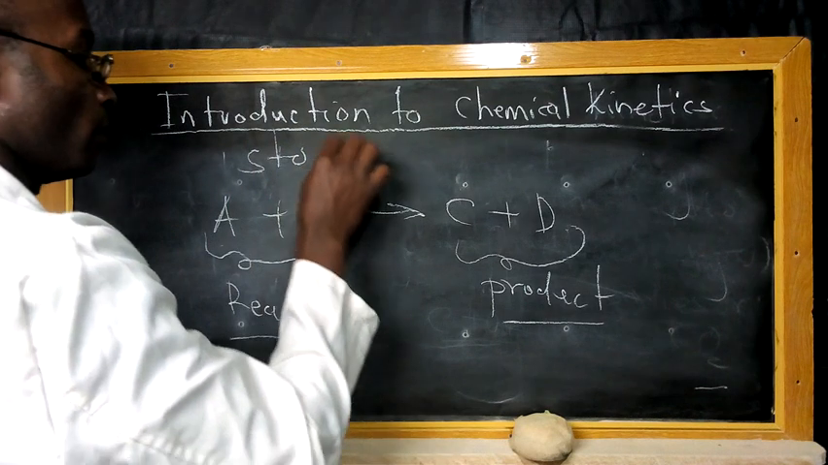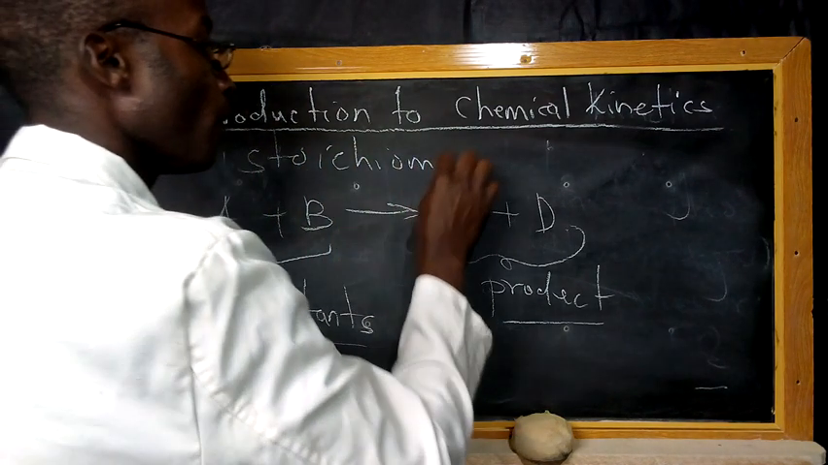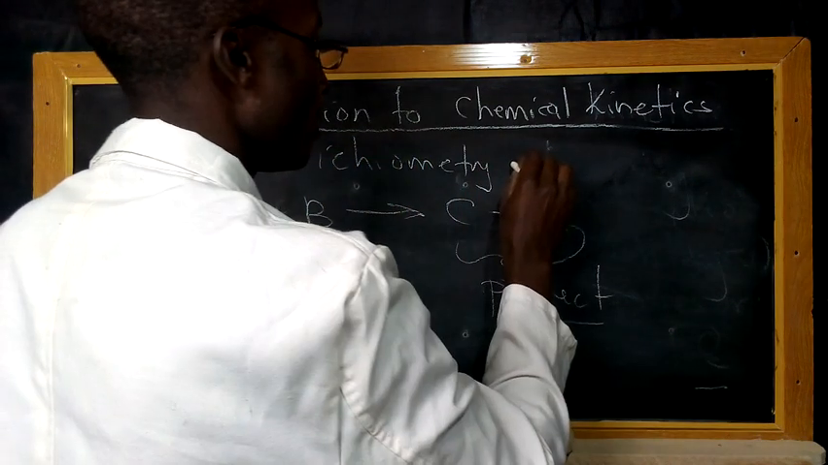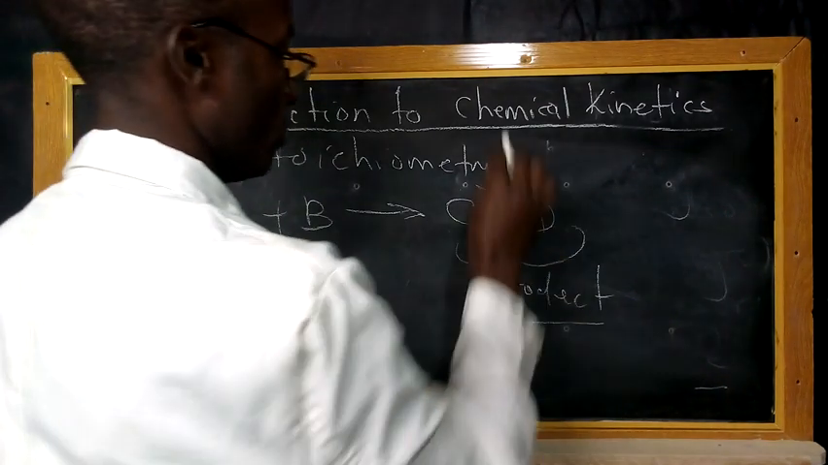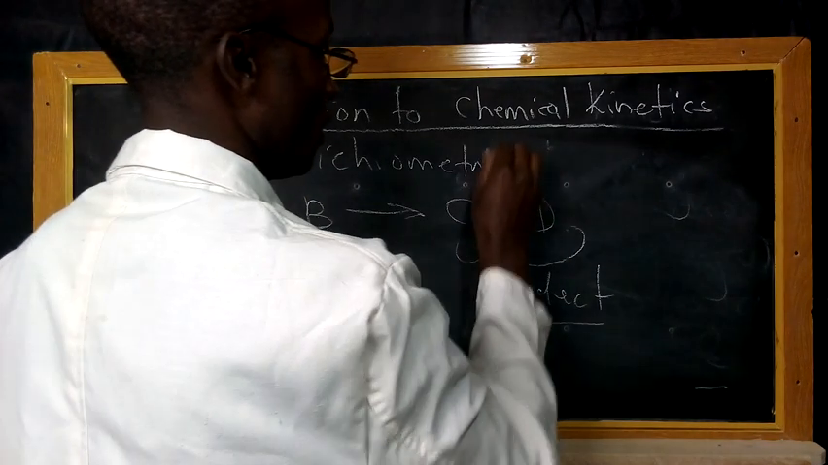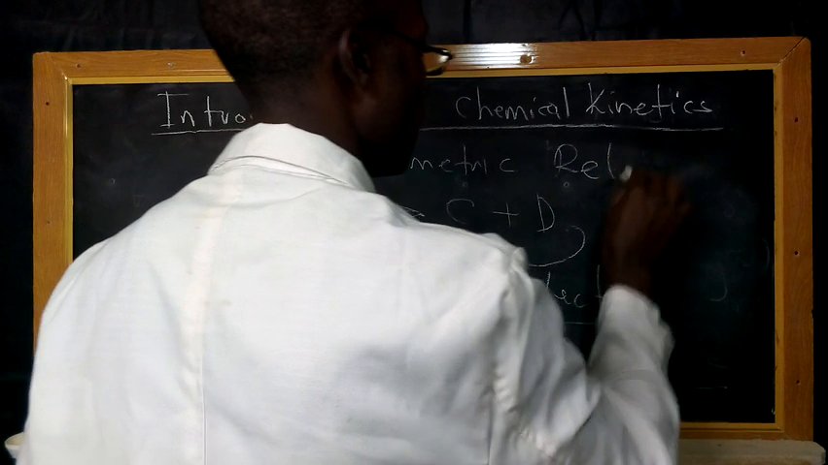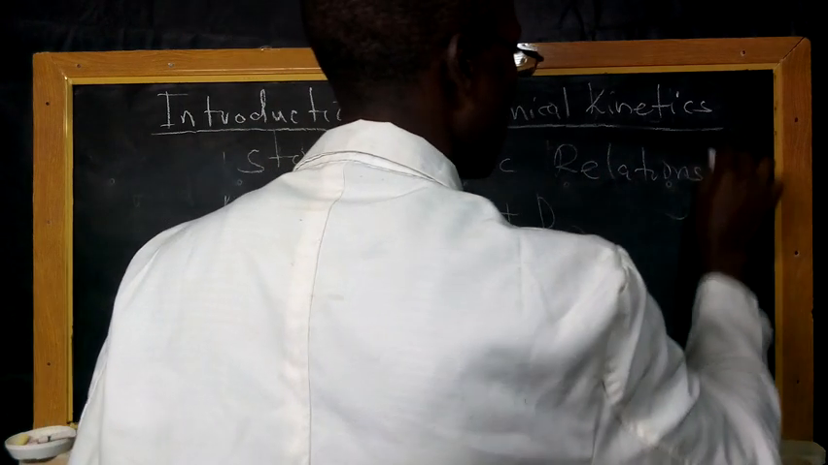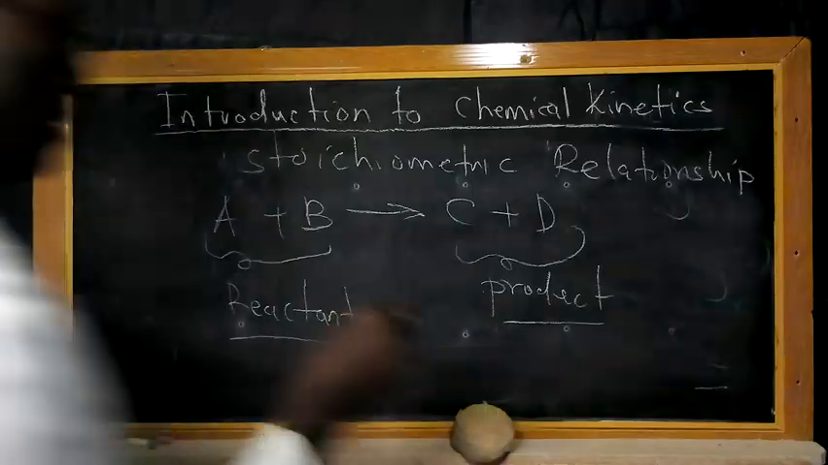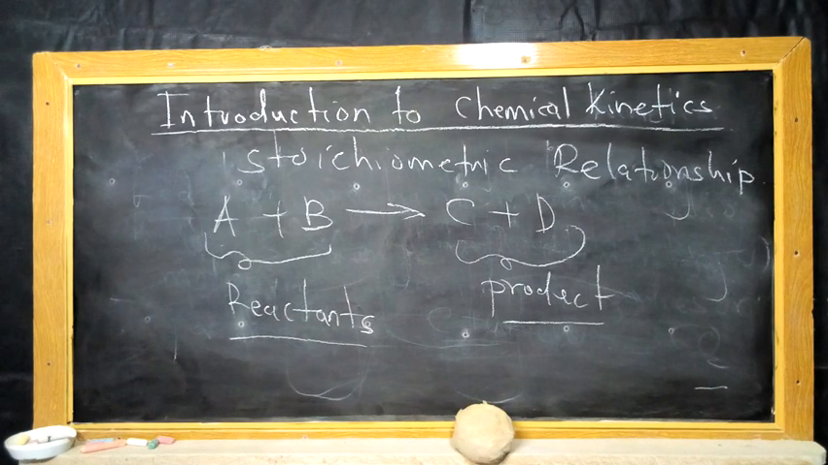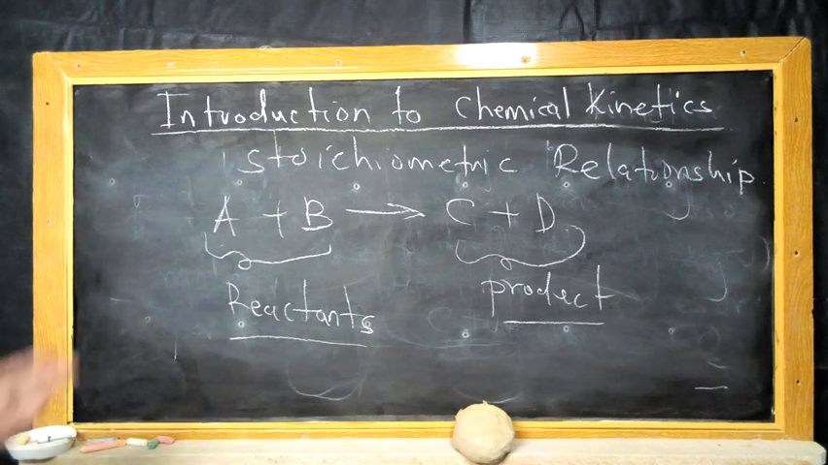the stoichiometric ratio, or stoichiometry. So it is a stoichiometric relationship between the reactants and the products. This is the relative quantities of these substances taking part in the reaction of forming the products.